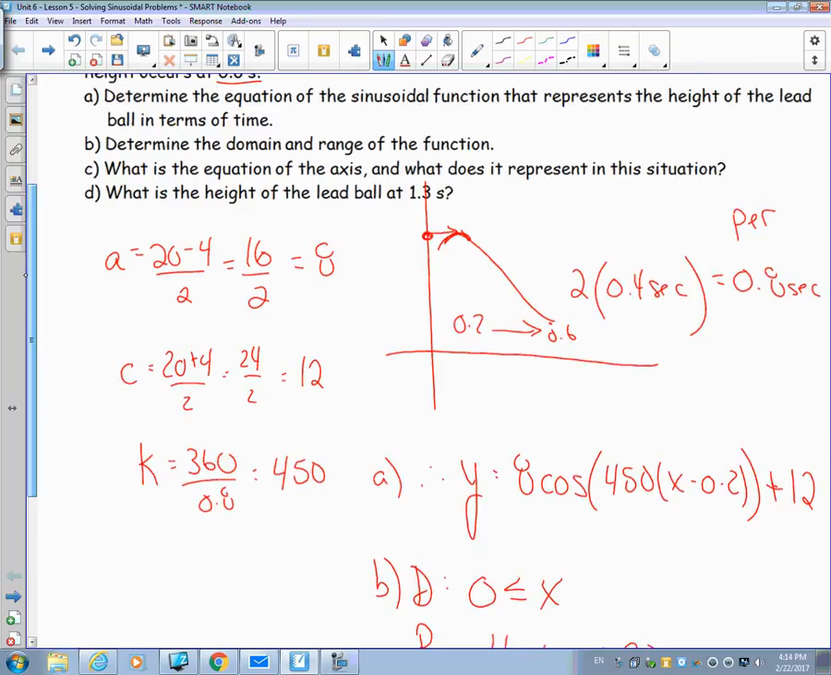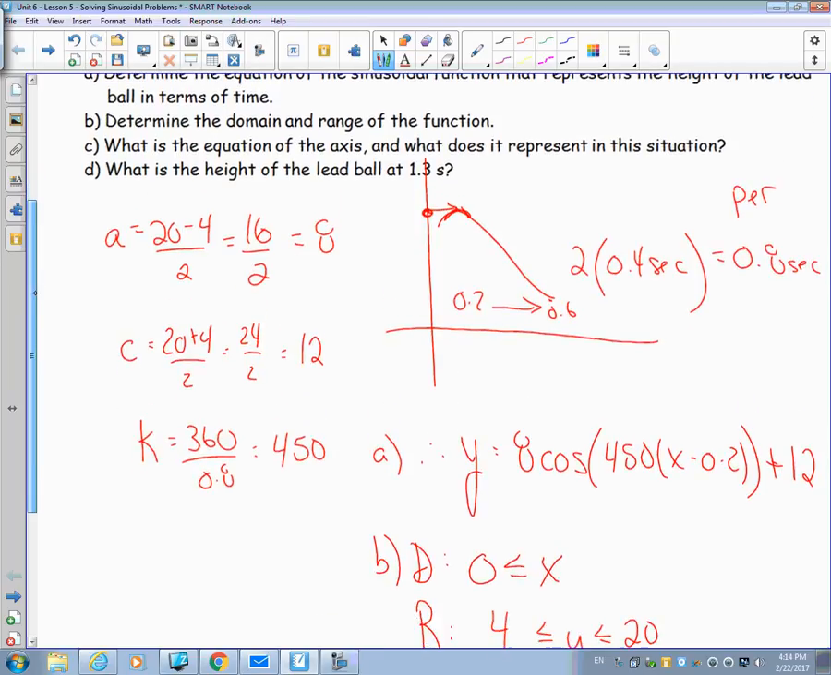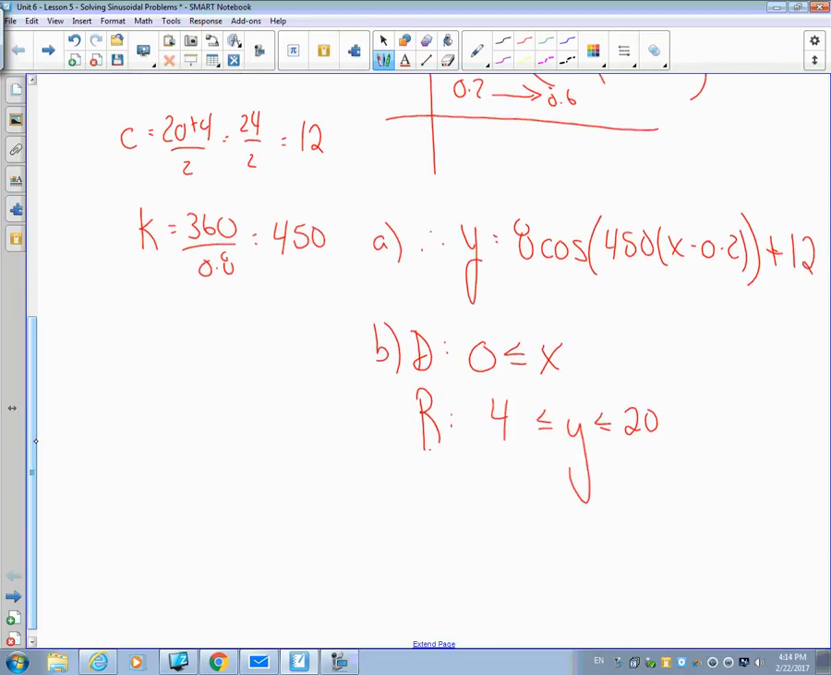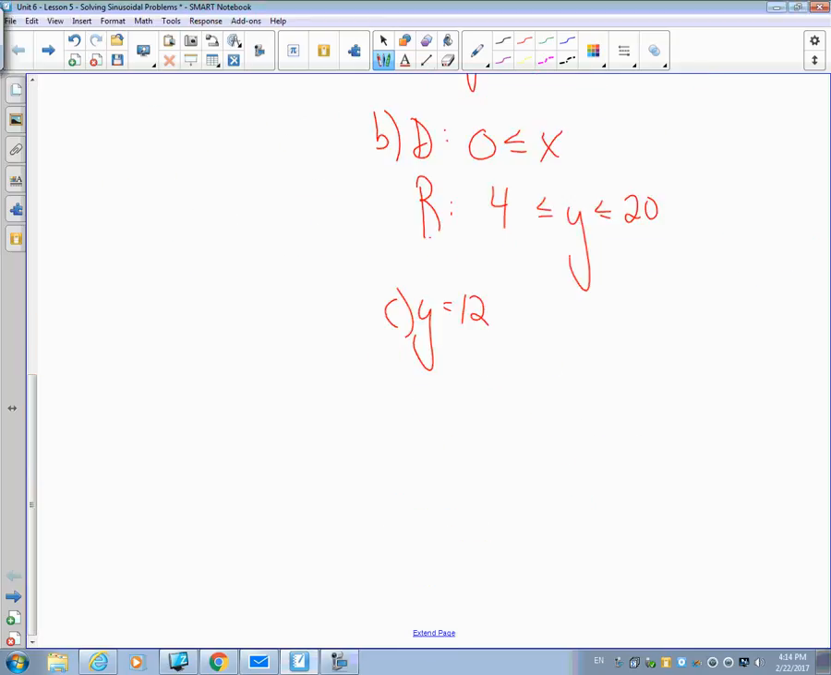Quick. Okay. Part C, what's the equation of the axis and what does it represent in this situation? So the equation of the axis is C. So y equals 12. What does it represent? We've talked about the axis being your average. This is the average height above the surface.